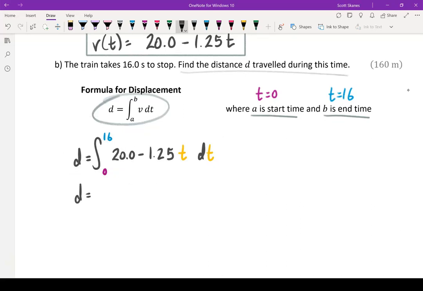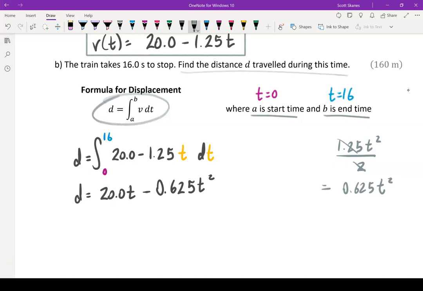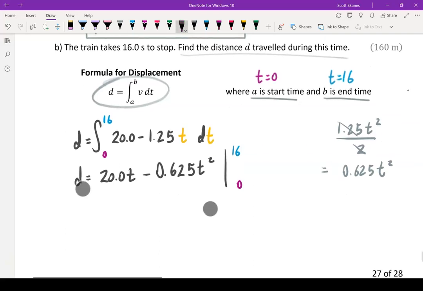Now, integrate that. So you get 20t minus, and then this is 1.25t. T is going to get a square, and I'm going to divide by 2. So the expression I should get from this is this. You can do that on the side if you want. Essentially, it's 1.25t squared divided by 2, right? If you divide those out, you get 0.625t squared. So that's where that comes from. And evaluate it from 0 to 16. So take those values, put them in for t, and you'll get what you need.